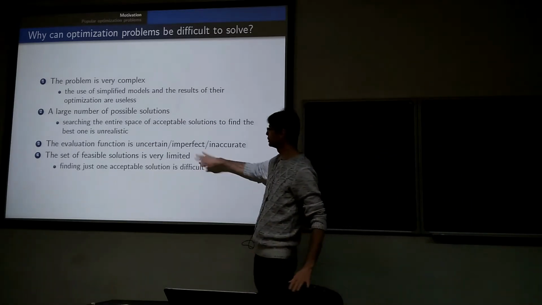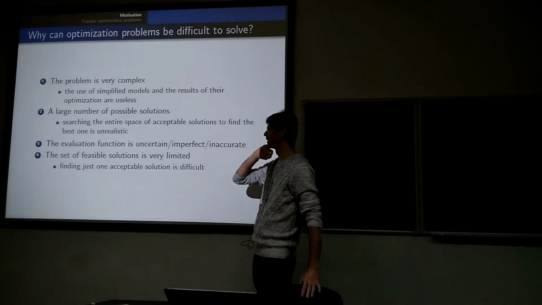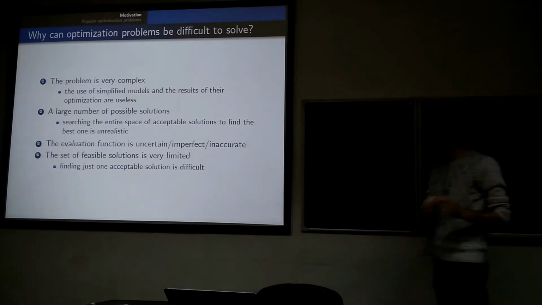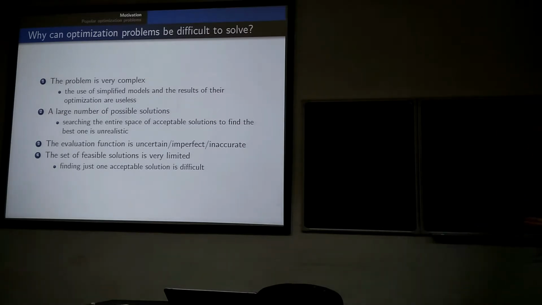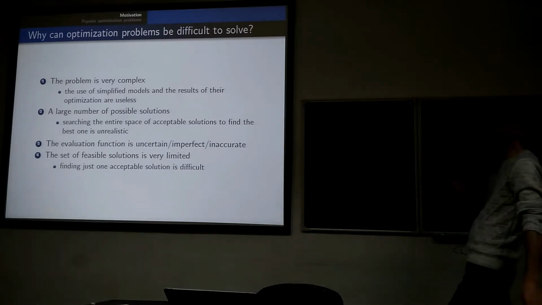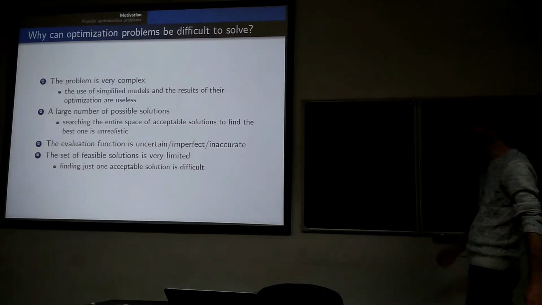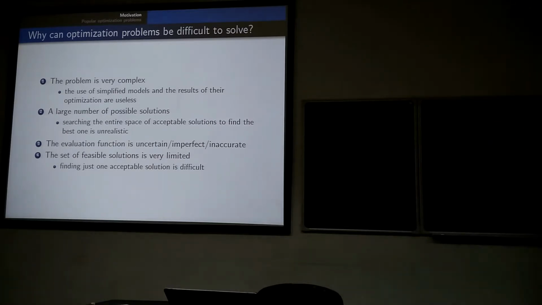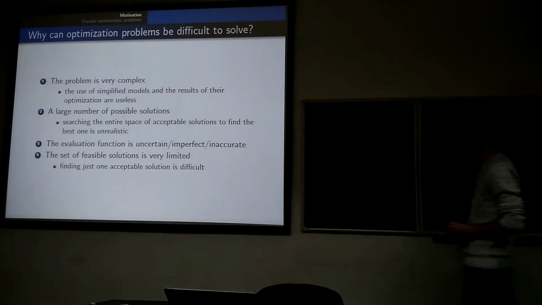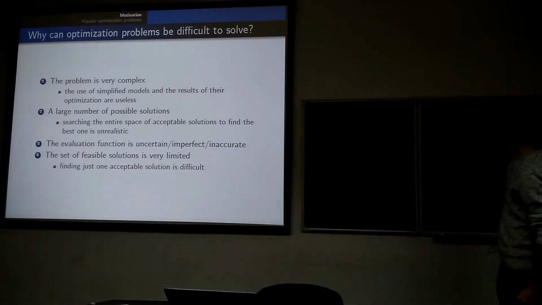The set of feasible solutions is very limited. So I mentioned constraints, and I mentioned that constraints are bad. Constraints are something that limits the number of feasible solutions. Feasible is like allowed or acceptable solutions. So it may be the case that this space of solutions is huge, but most of it is restricted. We don't want this for some reason. So we have potentially a lot of solutions, but actually we have only a few acceptable solutions.